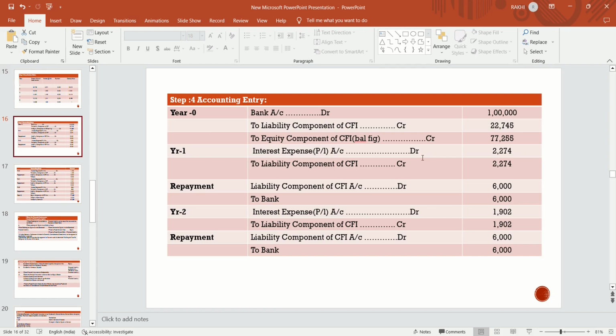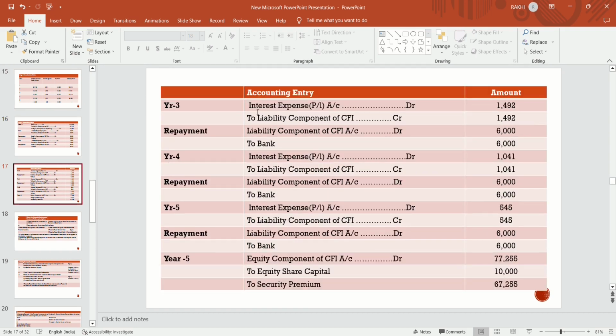Year 2 will be again the same way, the entries to be made. Interest expense account debit 1902 to liability component of CFI, that is 1902. Again they had repaid, liability component of CFI account debit to bank by 6,000. Year 3: interest expense P&L account debit 1492 to liability component of CFI 1492. Repayment, liability component of CFI account debit to bank by 6000.